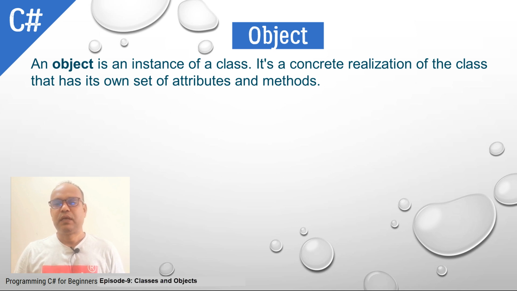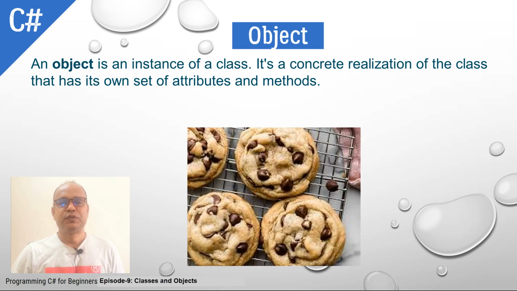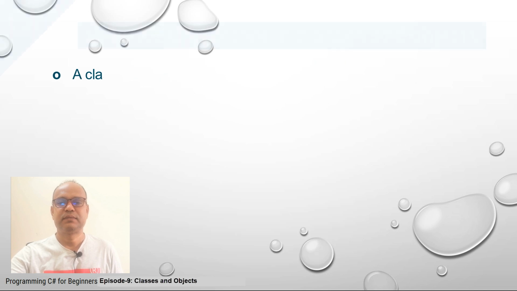Object. An object is an instance of a class. It's a concrete realization of the class that has its own set of attributes and methods. So each cookie you create using the cookie cutter is an object. It has the shape defined by the cutter, but it may have different toppings, colors, sizes.